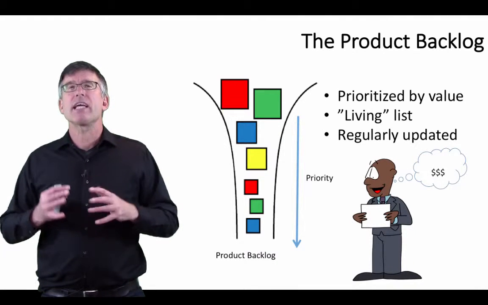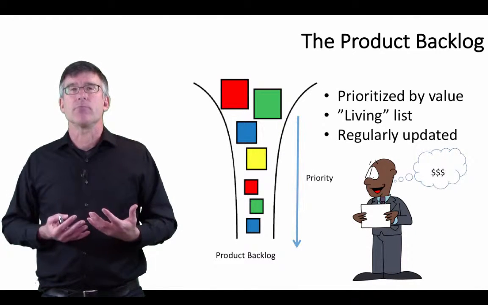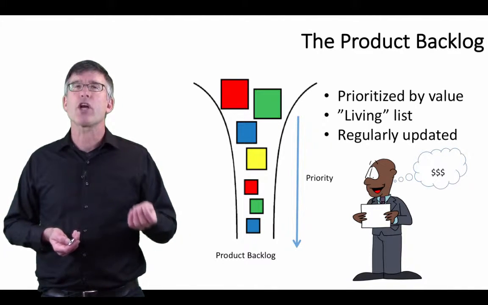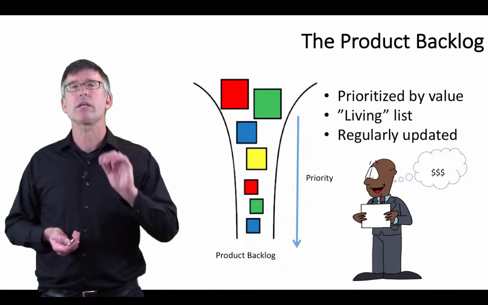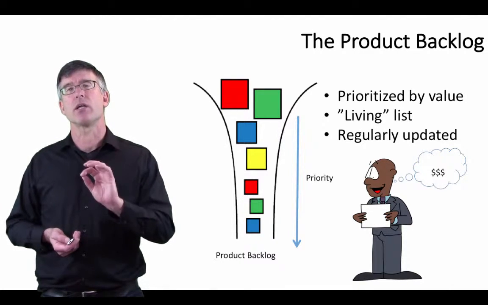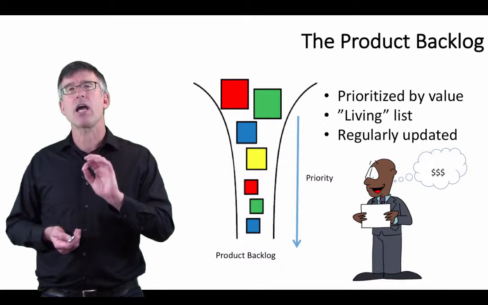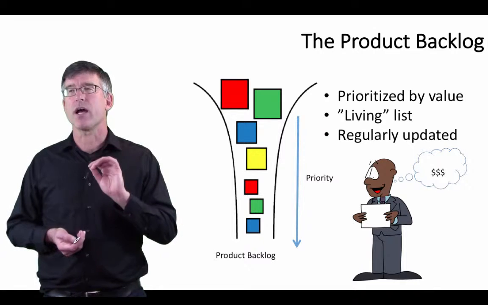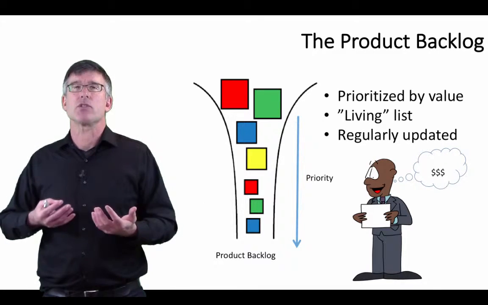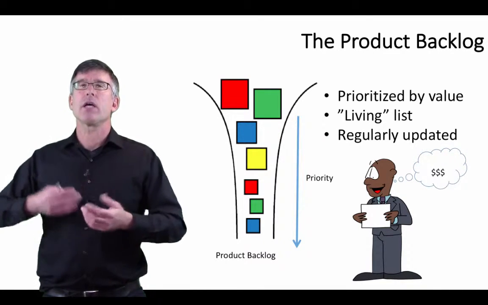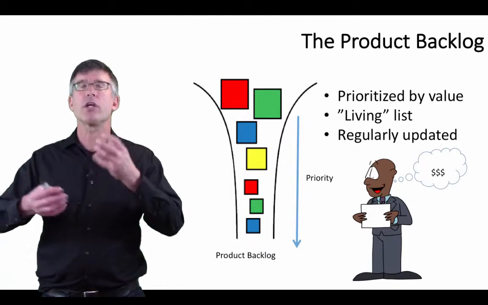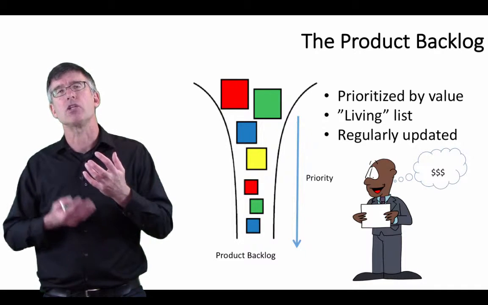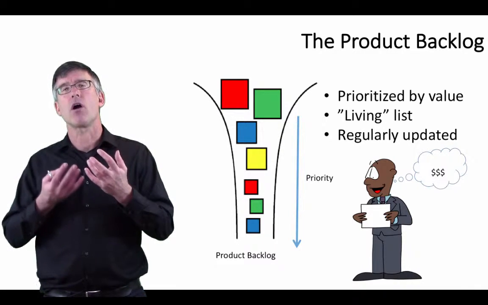The backlog is prioritized by value. This means that even though we're not going to necessarily get all the work done in that backlog, we will get the most valuable items done. So given the time and effort the team invests, we will work on the highest value items. It's a living list. This is why we have the backlog, that we're constantly reworking and reprioritizing to be able to take advantage of new knowledge as the team works on backlog items.